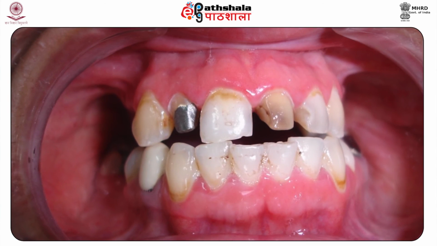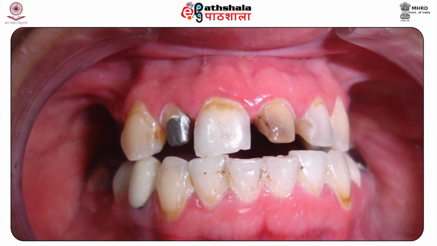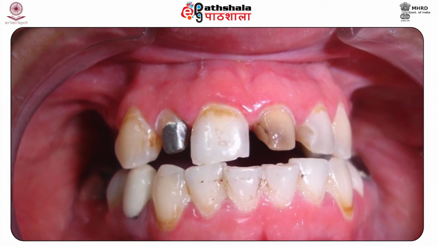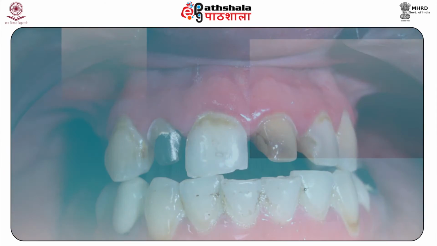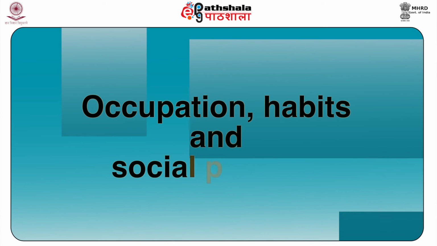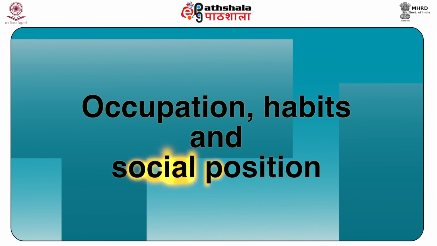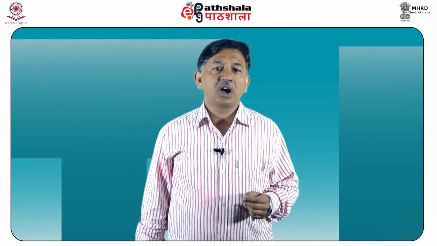Occlusion and malocclusion are described according to whether the jaws have a normal relationship when closed and the teeth may be misplaced, or whether the relationship of the maxilla and the mandible is disturbed. The amount of overjet and overbite, these two terms, should also be noted, as well as the first lower molar relationship. Then the last parameter is occupation, habits and social position. The trained dentist can derive a great deal of information from teeth and mouth with regard to occupation, habits and social position.